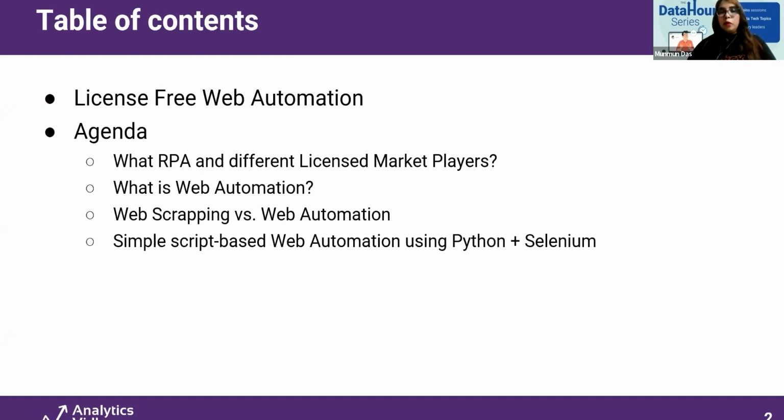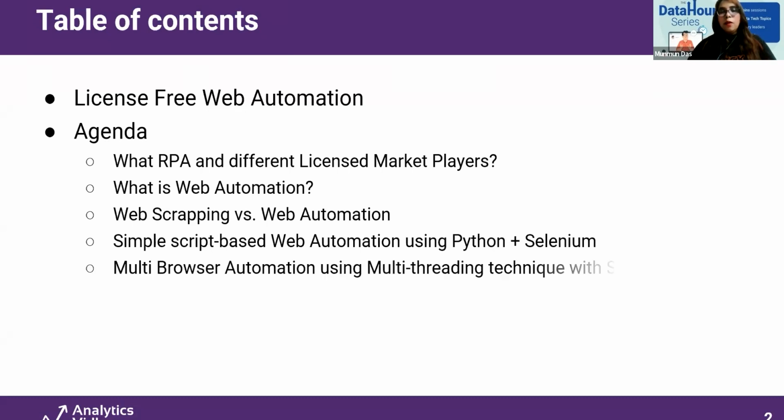We will see some coding in this, to see how it works. Then, multi-browser automation using the multi-threading technique with Selenium. Python supports multi-threading, and Selenium is one of the libraries of Python. Selenium can be integrated with other programming languages as well, even JavaScript. We will use the Selenium library here to do the web automation, and we will use the multi-threading techniques of Python to see how we can launch multiple browsers simultaneously.